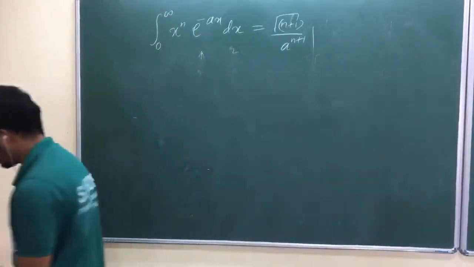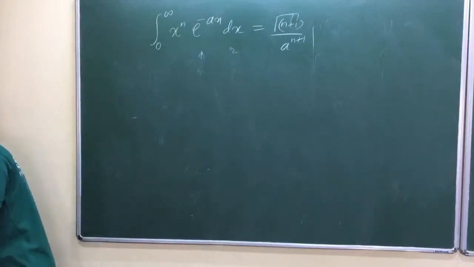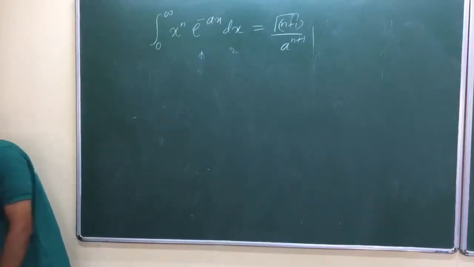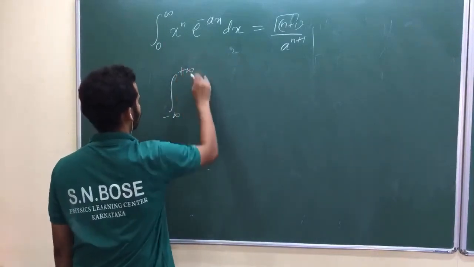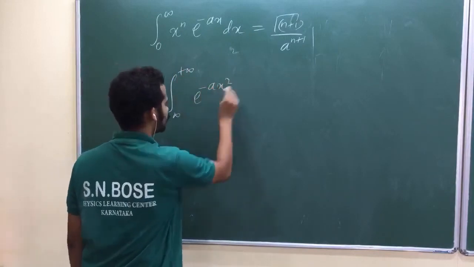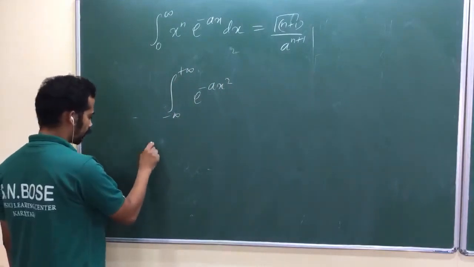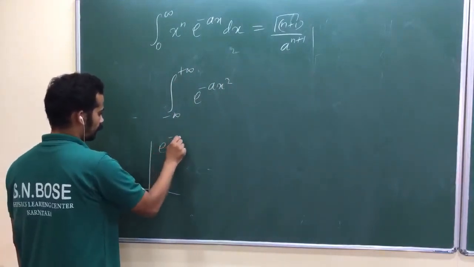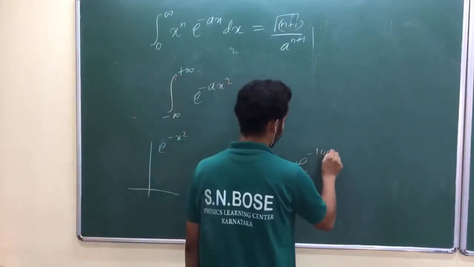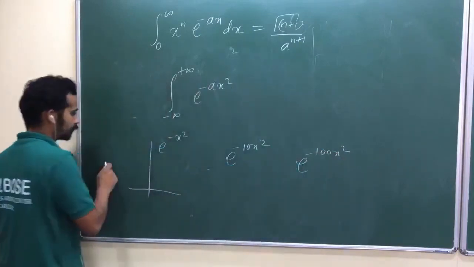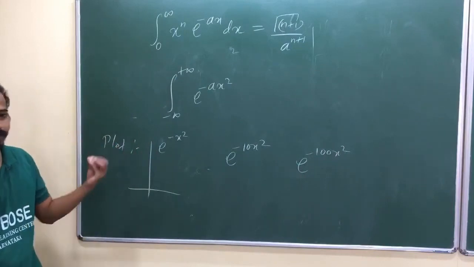Along with remembering this one, you should remember some more formulas regarding this. Integral from -infinity to +infinity of e power minus a x square. This is also Gaussian, okay? Now, as homework, you plot these curves: e power minus x square, e power minus 10x square, e power minus 100x square. Try to plot this one, write it down, and you will experience what will happen.